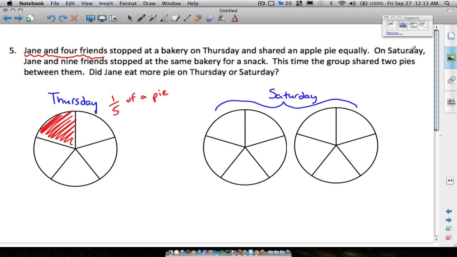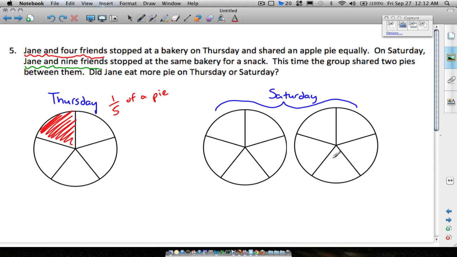All right, on Saturday, Jane and 9 friends makes 10 people in all. They stopped at the same bakery for a snack. This time the group shared 2 pies. Notice here for Saturday I got 2 pies. Each pie is the same size as the pie they had on Thursday.